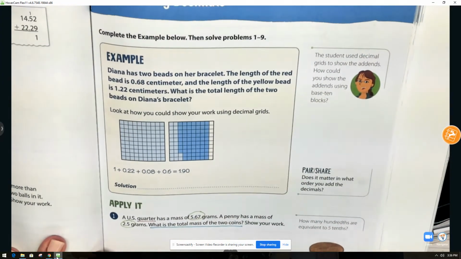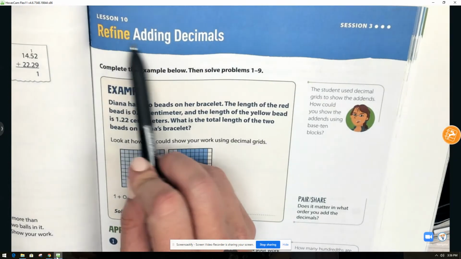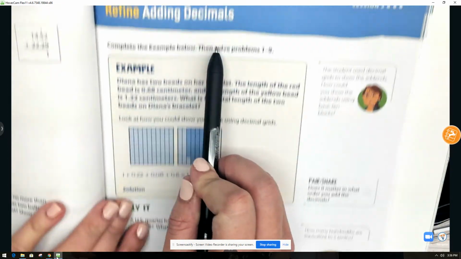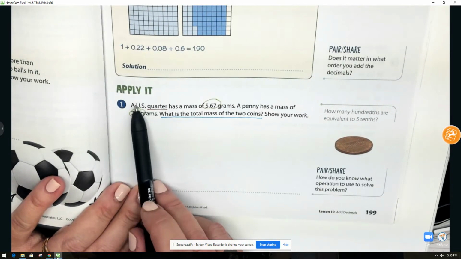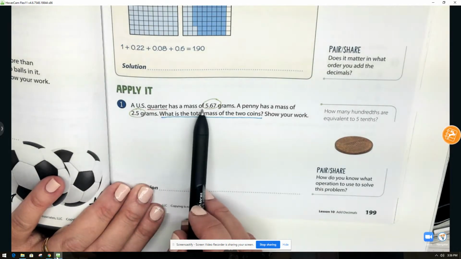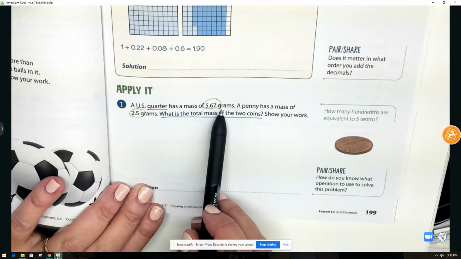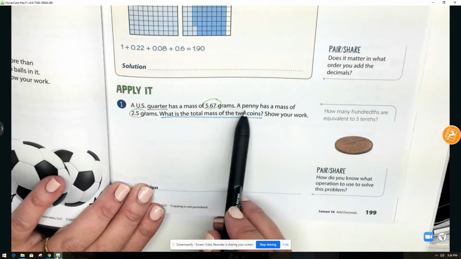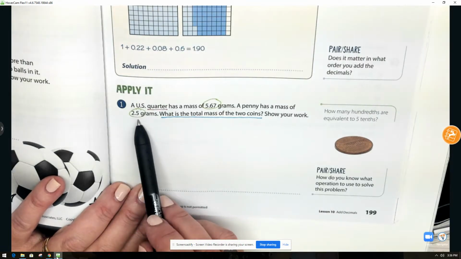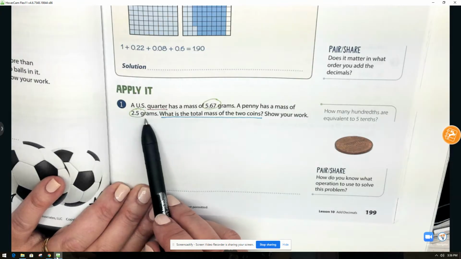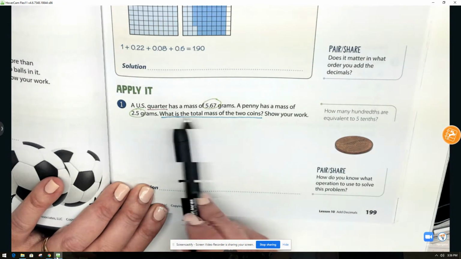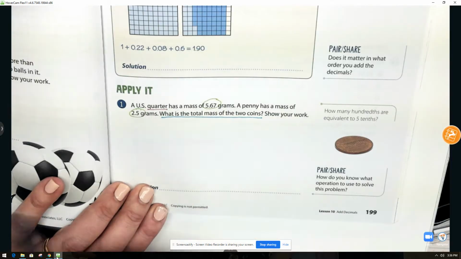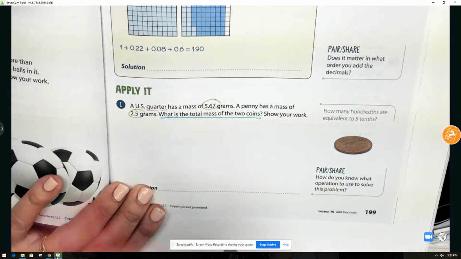All right, here we are on page 199. This is the refined session of adding decimals. And we're going to go ahead and look at number 1. Number 1 says a US quarter has a mass of 5 and 67 hundredths grams, and a penny has a mass of 2 and 5/10 grams. What is the total mass of the two coins? Show your work.